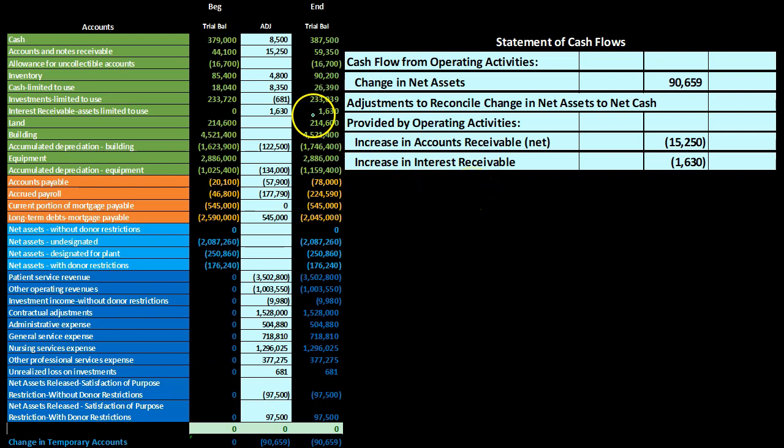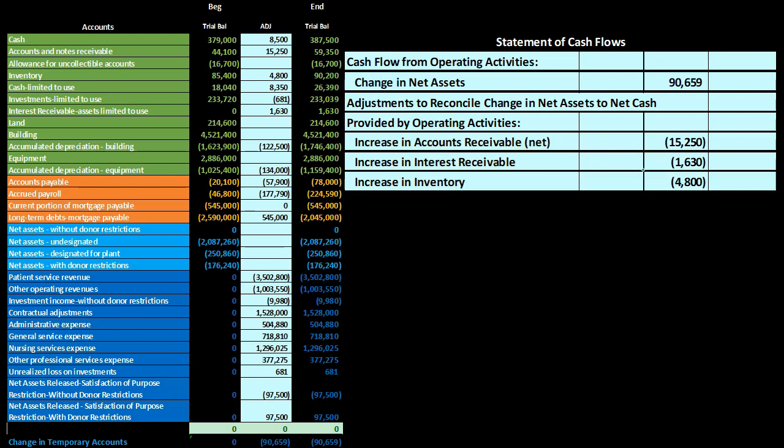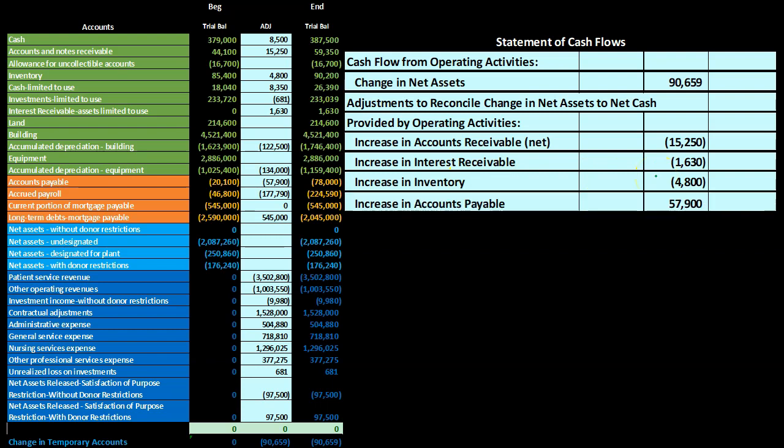The increase in the interest receivable is going to be this item. We had the interest receivable starting at 0, goes up to 1,630. So that means if it's an increase here, it's going to be a decrease on the statement of cash flows. Then there's an increase in inventory. So inventory was at 85,400. It ended at the 90,200. The change, the difference, is 4,800. Once again, an increase results in a subtraction in terms of the statement of cash flows if it's an asset.